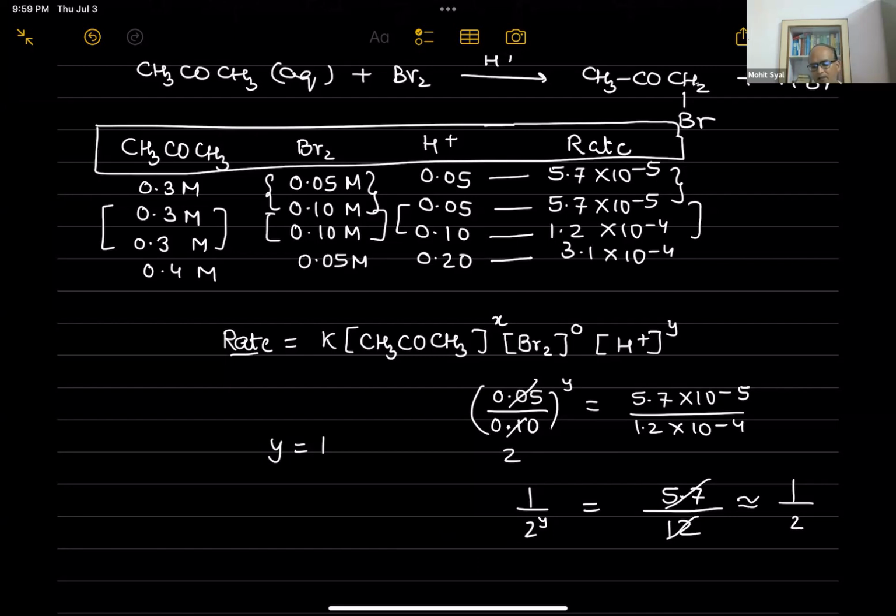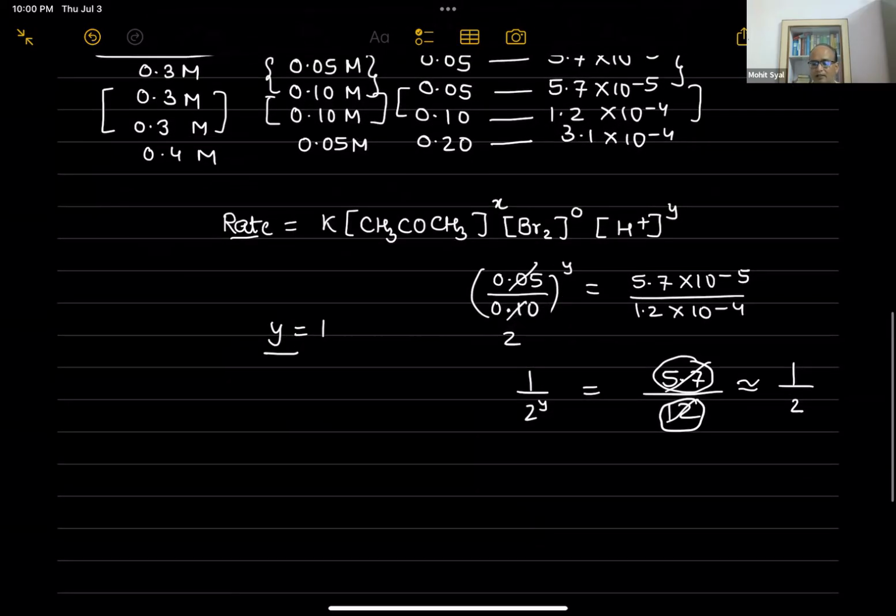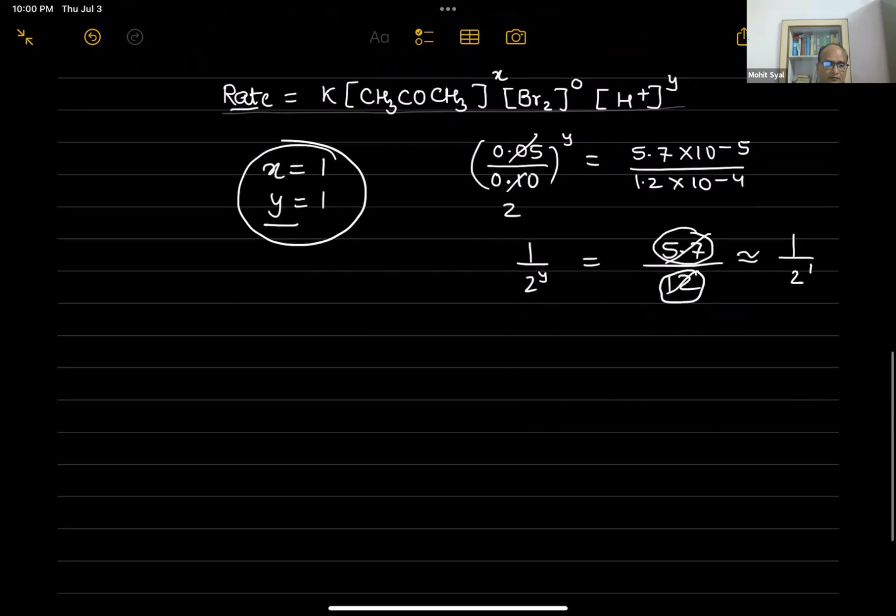Ibrahim, Jesslyn, Yogita, are you getting it? Take it as 6 and this as 12, so 1 by 2. Got it? Yes, the power y is equal to 1, because sometimes you are not getting the exact integer, so you can take the approximation a little bit, and with that you can do. So order with respect to H plus is 1, x is also 1, overall order is 2, and this is a complex reaction.